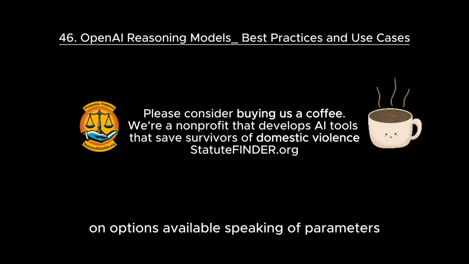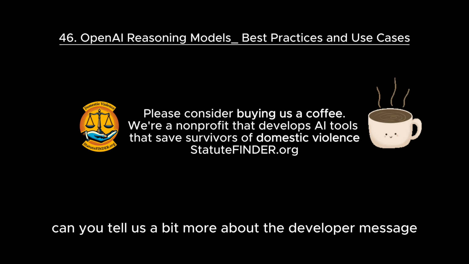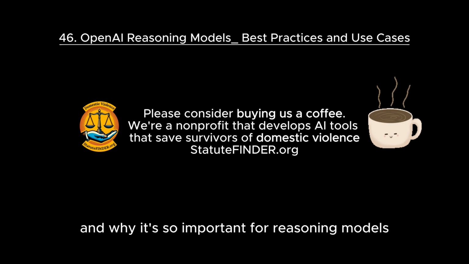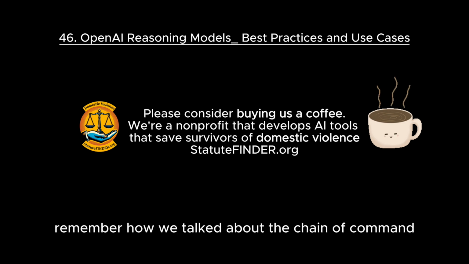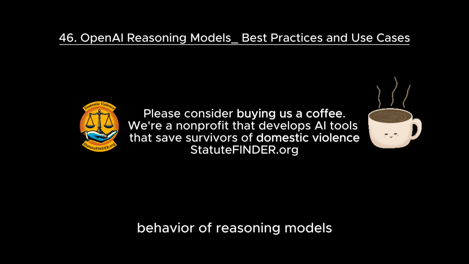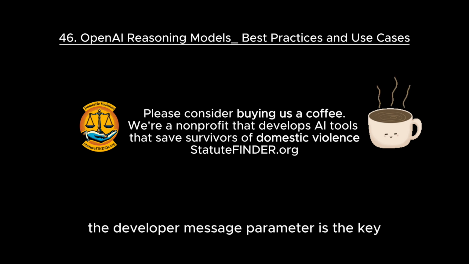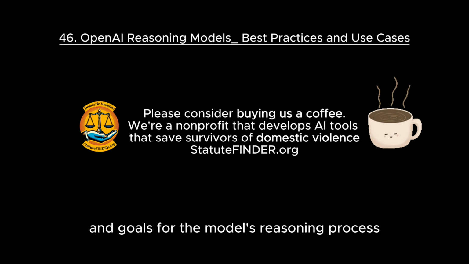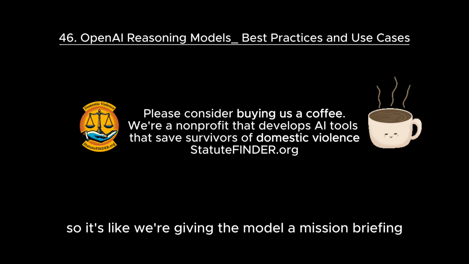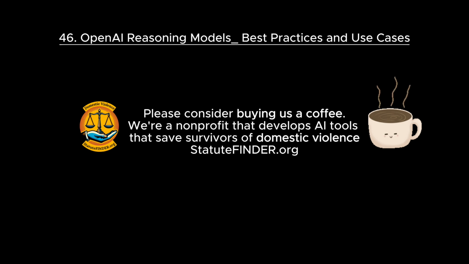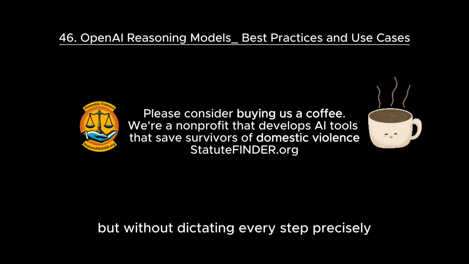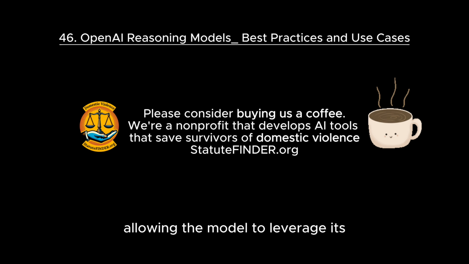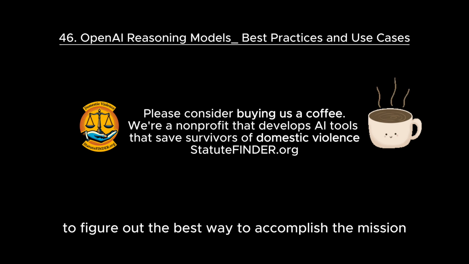Exactly. And once you've mastered the basics, you can delve deeper into specific API endpoints and explore the various parameters and options available. Speaking of parameters, can you tell us a bit more about the developer message parameter that we mentioned earlier? I'm still a bit fuzzy on how it works and why it's so important for reasoning models. Absolutely. Remember how we talked about the chain of command behavior of reasoning models? The developer message parameter is the key to unlocking that capability. It's how we as developers set the overall strategy and goals for the model's reasoning process. Okay, so it's like we're giving the model a mission briefing, outlining the objectives and constraints, but without dictating every step. Precisely. We're providing the high-level guidance, allowing the model to leverage its reasoning capabilities to figure out the best way to accomplish the mission.